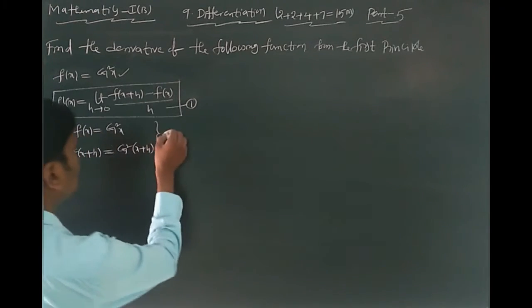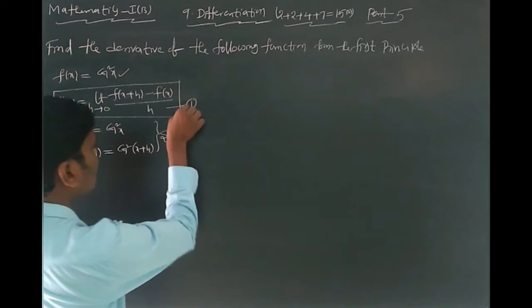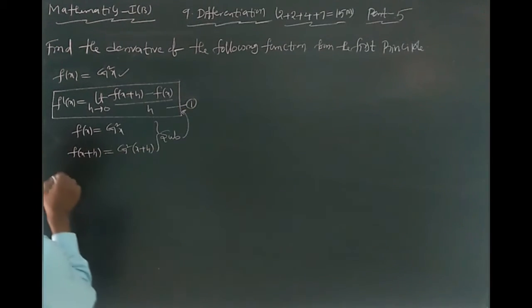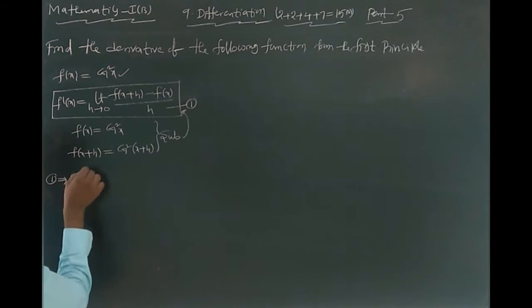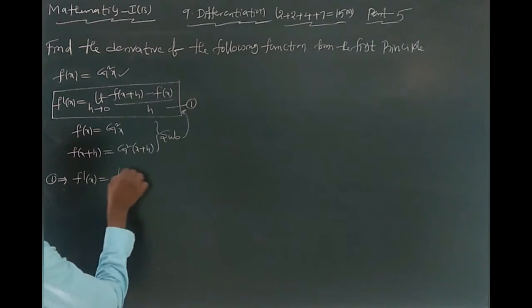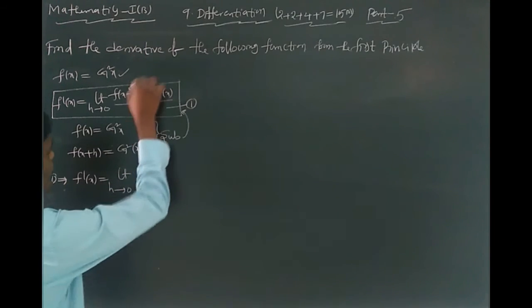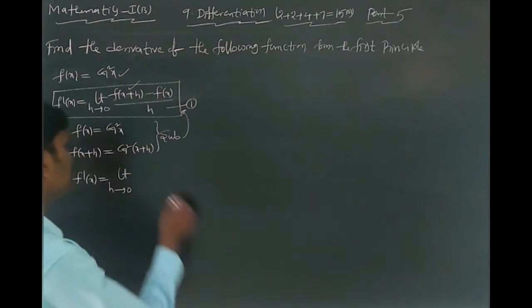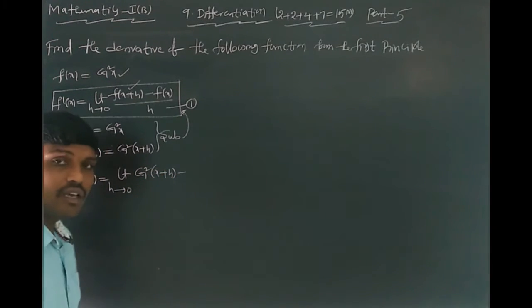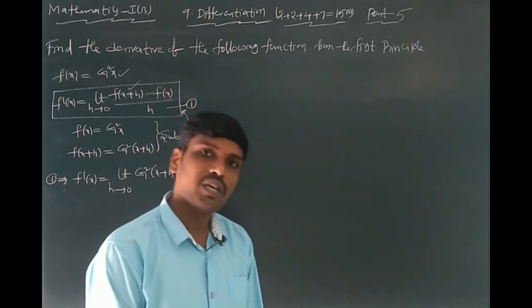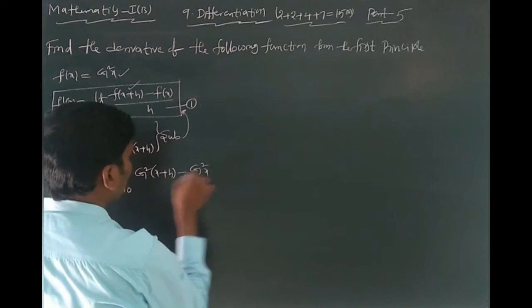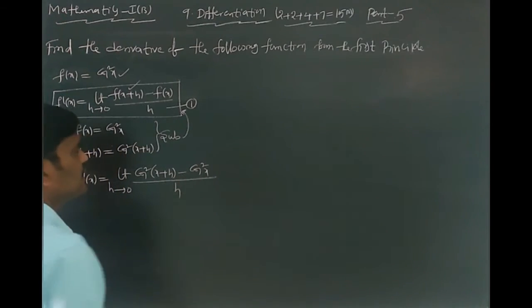These two values are substituted in equation 1. Equation 1 implies f dash x is equal to limit h tends to 0. What is the value of f of x plus h? F of x plus h value is cos square of x plus h minus f of x value is cos square x all by h.